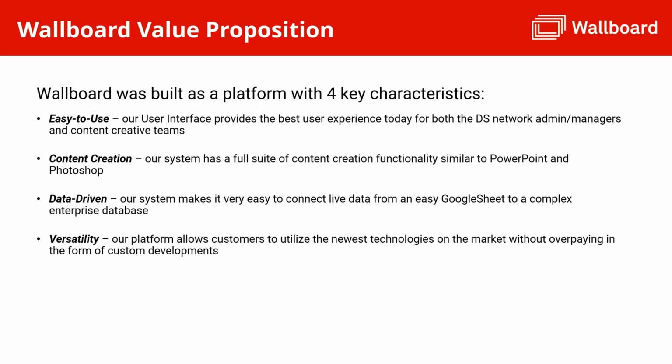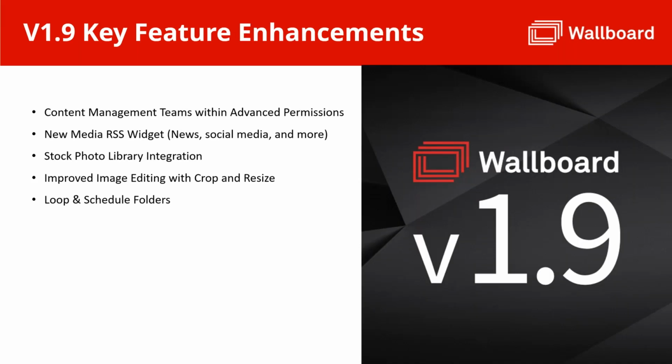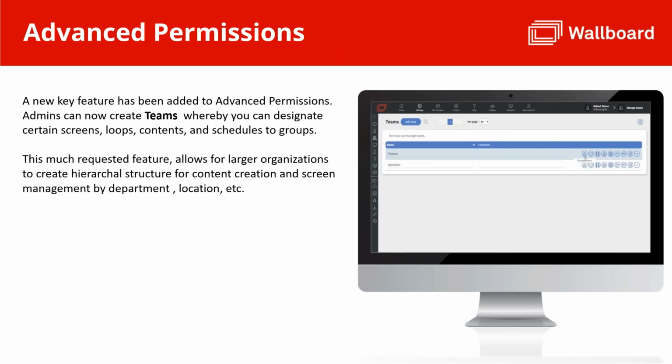For example, our version 1.9 server. We'll go over a few of these key feature enhancements. We're going to be talking about content management teams within the advanced permissions, our new media RSS widget, a stock photo library integration, improved image editing with crop and resize, and then finally loop and schedule folders. So let's go ahead and dive into the first one, the advanced permissions.